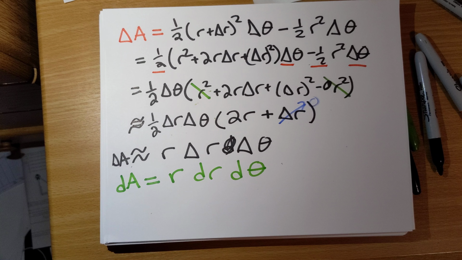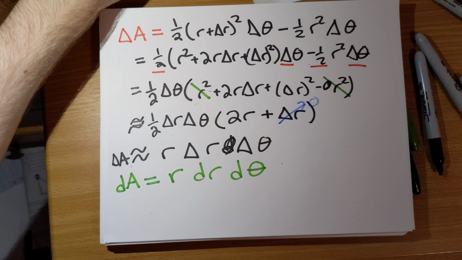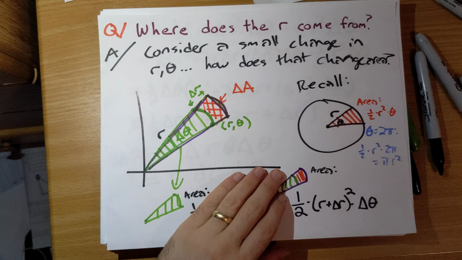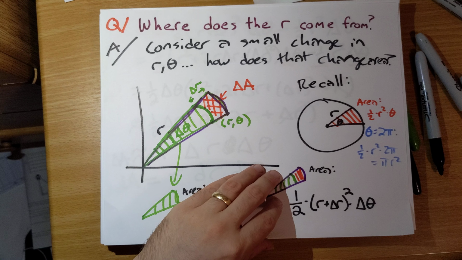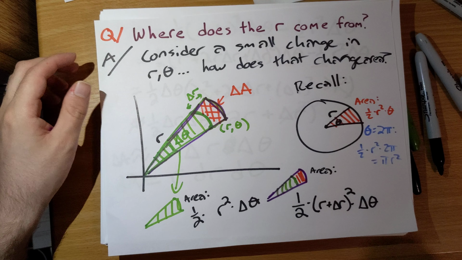So this is one explanation for where the r comes from. We'll see another explanation, a more general one, in section 15.8.